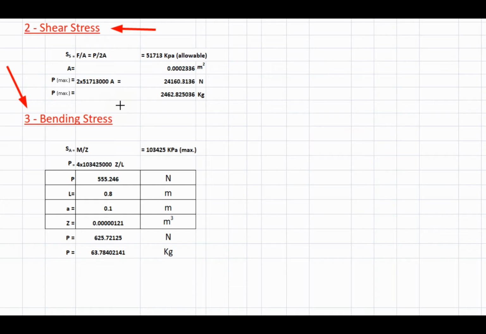Then the maximum allowable duct weight for this angle is 2462 kg as per shear stress, and as per bending stress the maximum allowable duct weight is 63.7 kg. Both of these are more than our duct weight, so as per shear stress and bending stress values, this angle is safe for this duct support.